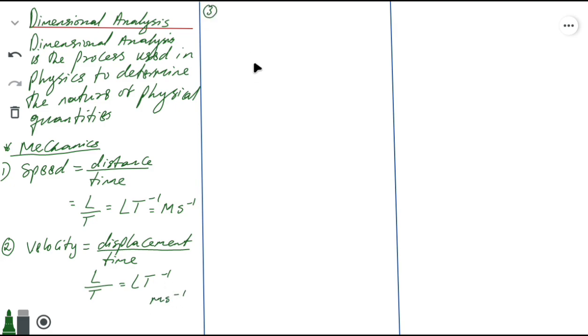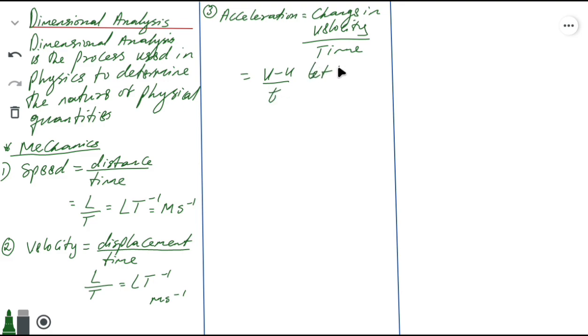Number 3, acceleration. Acceleration can be defined as the rate of change of velocity with time. This can be expressed mathematically as v minus u over t. Now, let u be equal to 0, which is the initial velocity. Therefore, acceleration will be v over t.